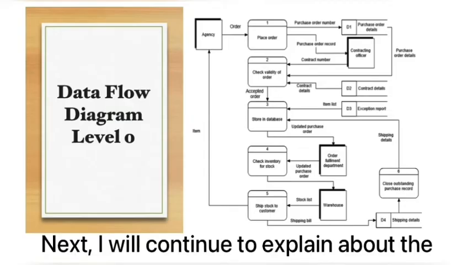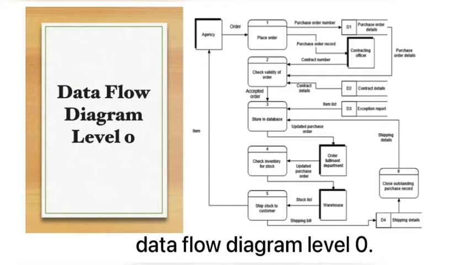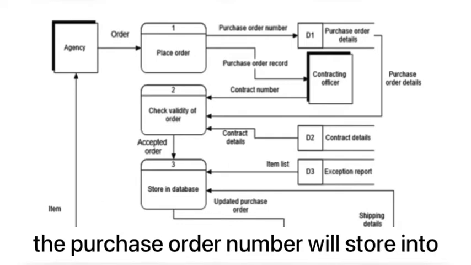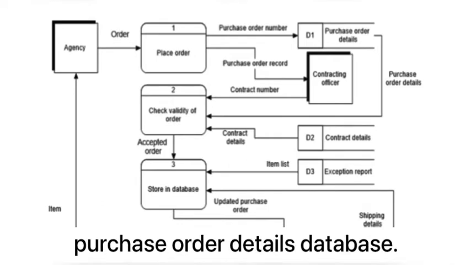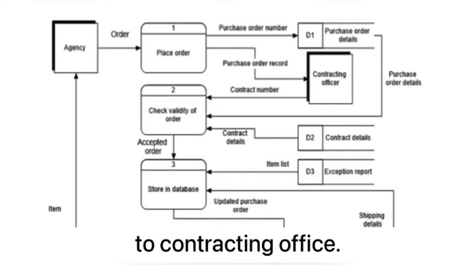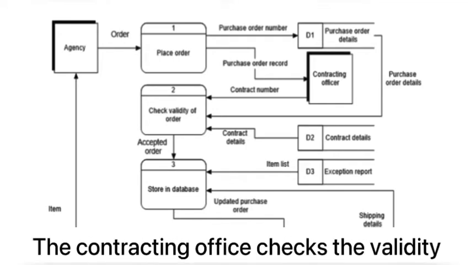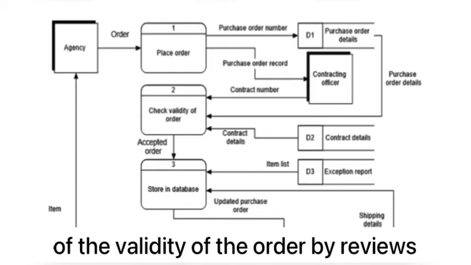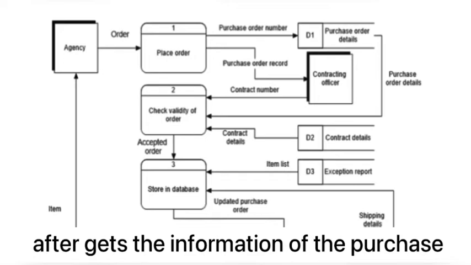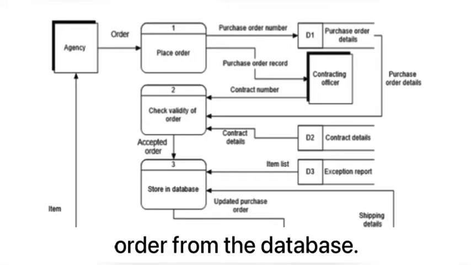Next, I continue to explain about the data flow diagram level 0. When a purchase order is placed, the purchase order number will be stored in the purchase order detail database. Then, the purchase order record is sent to the contracting office. The contracting office checks the validity of the order by reviewing the terms and conditions of the contract after getting the information of the purchase order from the database.